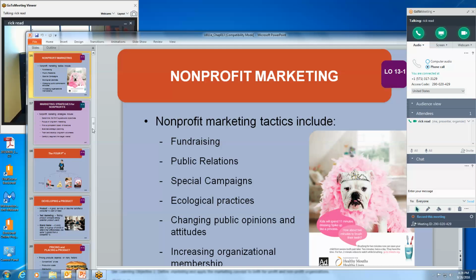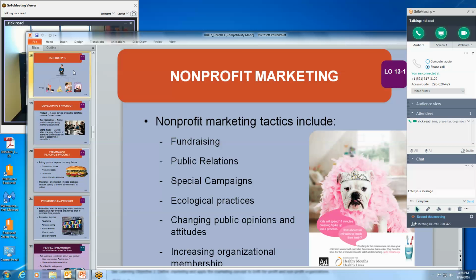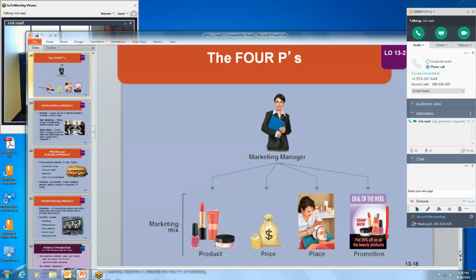We next move to what are known as the 4 P's of marketing. And here we talk about the marketing manager and the marketing mix. And the 4 P's listed here, and you can see this graphically displayed, figure 13.2 on page 367. The product, its price, the place where the product is available for purchase, and then finally promotion.